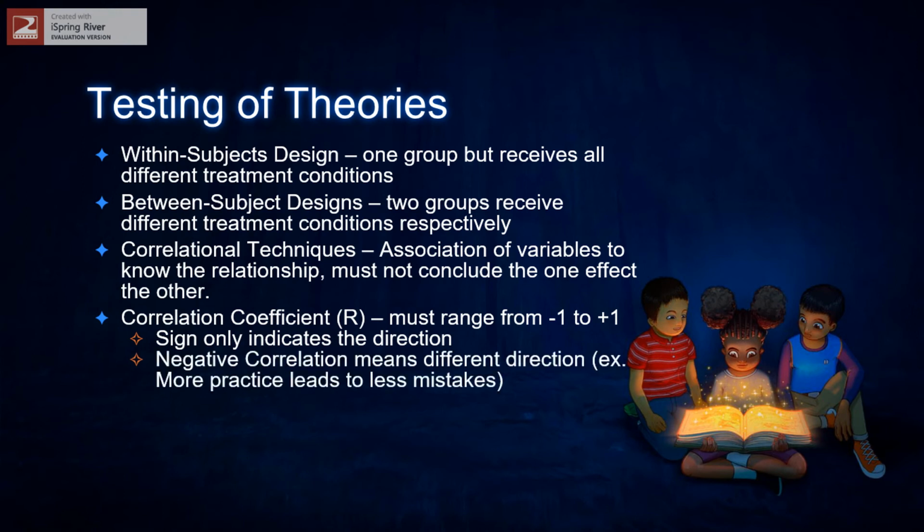If we say that it is a negative sign, or it is a negative correlation, it means that the variables only flow in different directions. For example, more practice of writing or reading leads to fewer mistakes. That means negative correlation. If we use positive correlation, it might mean that more practice leads to perfection.